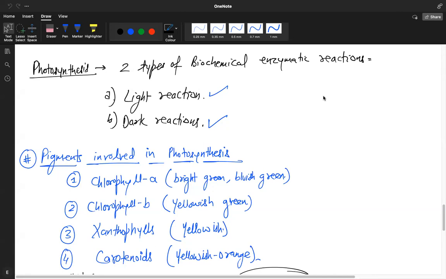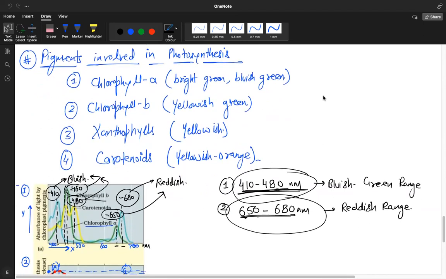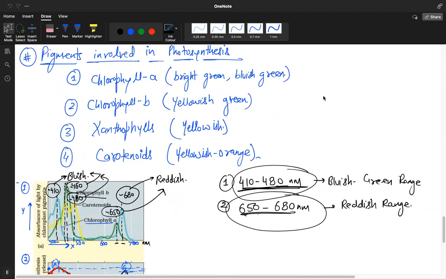Then we did how many pigments are involved in photosynthesis. So we have four pigments: chlorophyll A, that is bright green or bluish green in color. Then chlorophyll B is yellowish green, xanthophyll is yellowish, and carotenoids are yellowish orange. So this is the color of the pigments, right? This is not the color that they absorb mostly. This is the color that the pigments have.